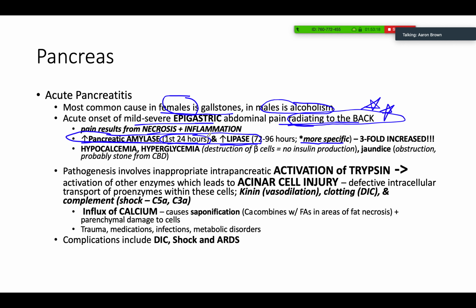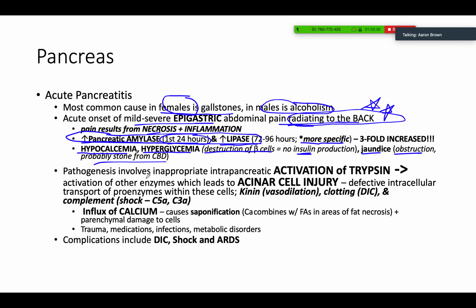Okay, great. Other things you can see: low calcium, as calcium tends to bind onto the inflamed pancreas. Hyperglycemia due to destruction of the beta cells, which are responsible for producing insulin, of course. Jaundice due to obstruction from the stone in the CBD we talked about.